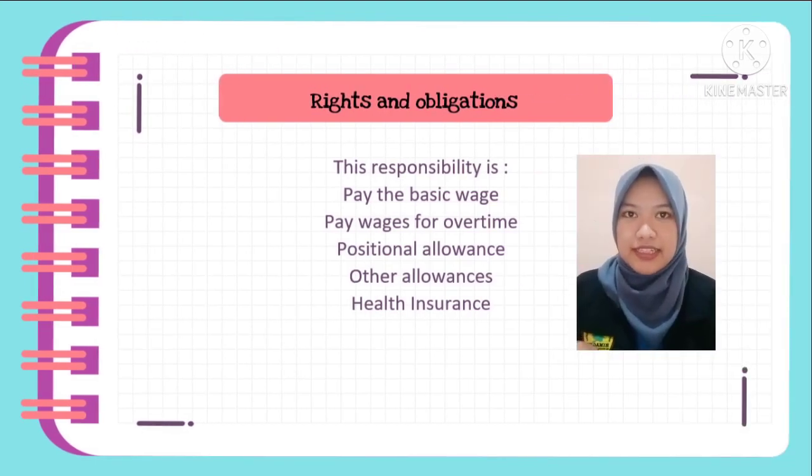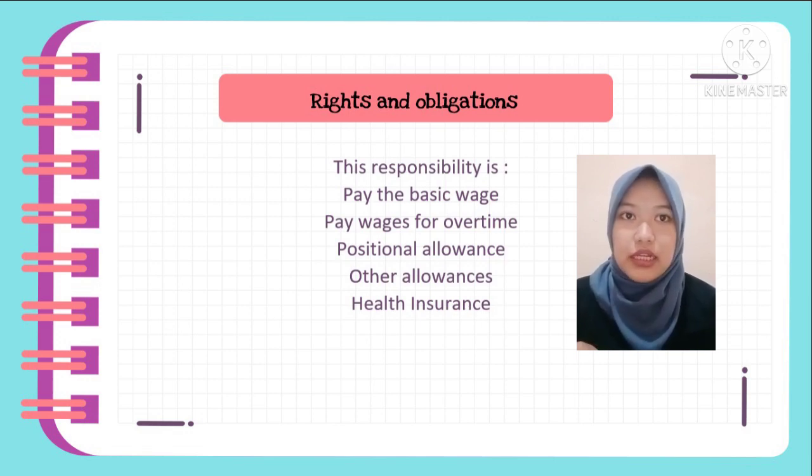Rights and obligations. In principle, every agreement made will give rise to rights and obligations between the parties based on the regulation concerning companies that give part of the work, or companies that provide work, or laborers who are given a job by PT Asian Best Marine Industries. Obligations are responsibilities that companies must fulfill to employees. This responsibility is, the first, pay the basic wage. The second, pay wages for overtime. The third, personal allowance. The fourth, other allowance. The fifth, or the last, is health insurance.